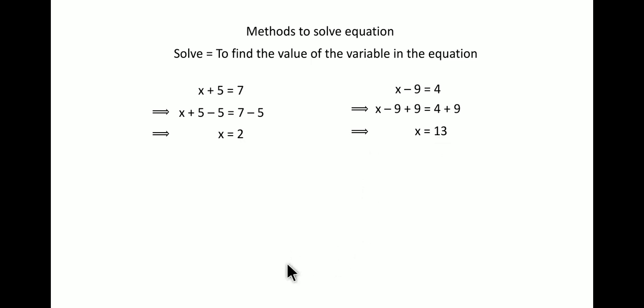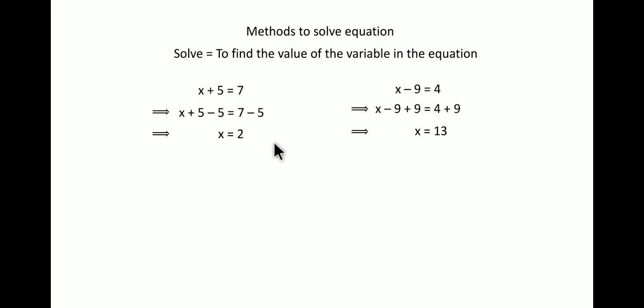All right, and see that whenever you are writing or solving the equation, we are trying to maintain the left hand side and right hand side separated by the equals to sign. So always try to write the equals to sign in the same straight line so that it acts as a boundary between the left hand side and the right hand side.